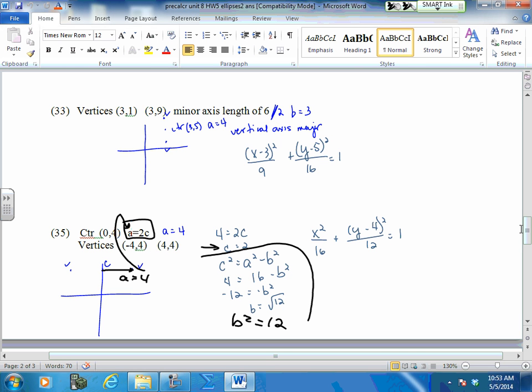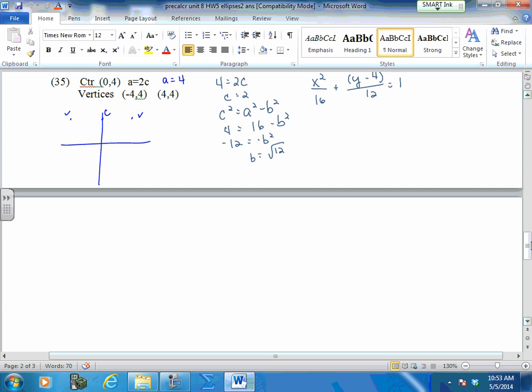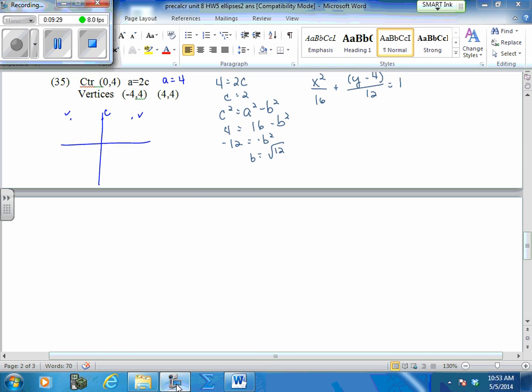Some of these you had to think about a little bit, play with a little bit, right? But for the most part, isn't this a lot easier than the parabola? Kind of more straightforward. I think it's a little less room for error. And that was it, right?